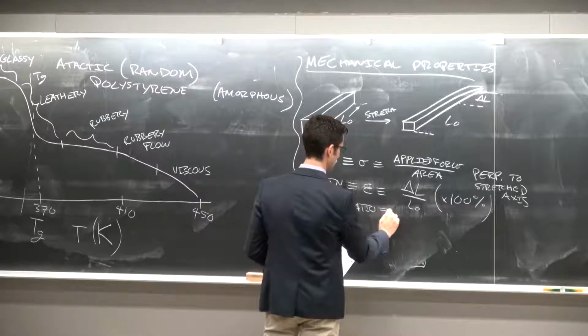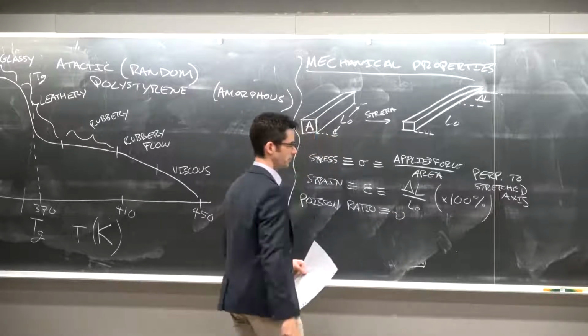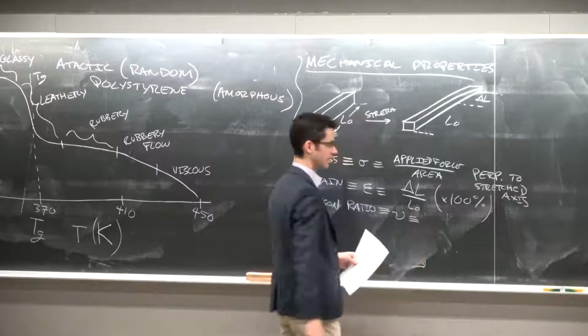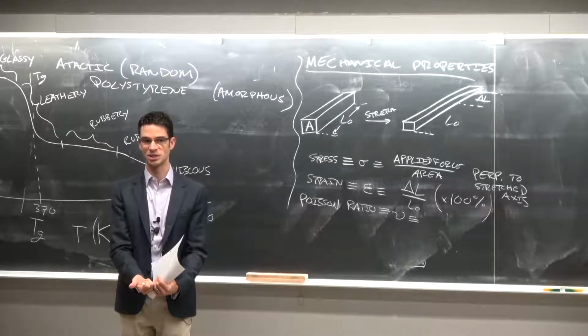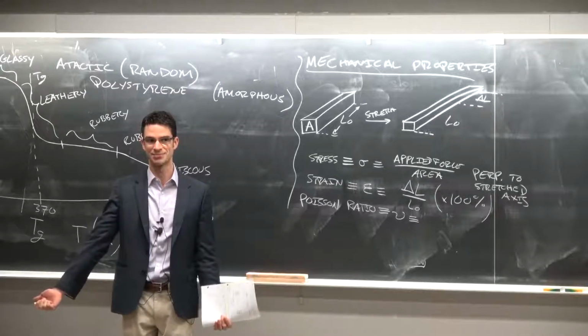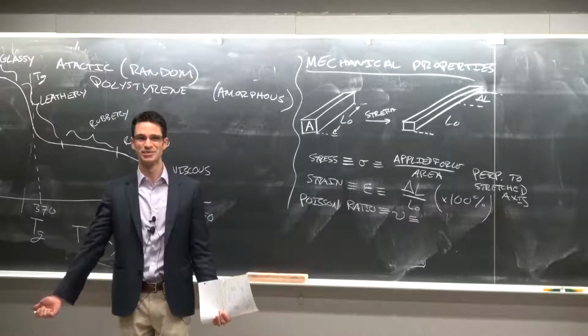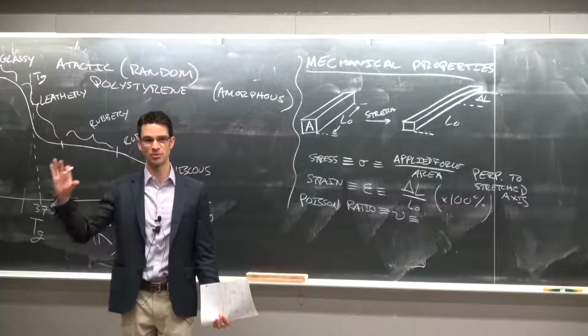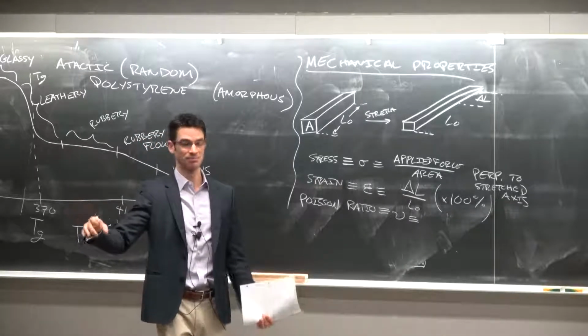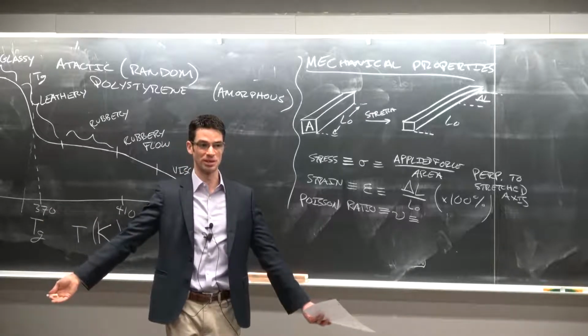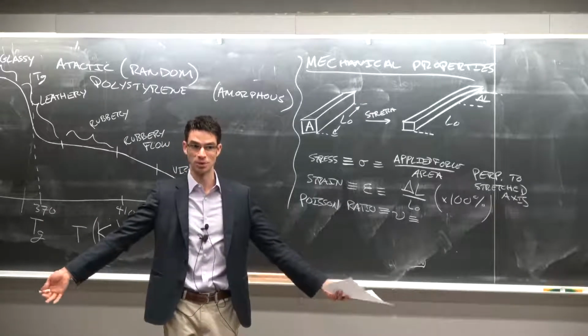which is nu, which is the fractional contraction of the transverse axis relative to the deformation of the longitudinal axis. What does that mean? It means that if you stretch it by 10%, one of the cross-sectional dimensions shrinks by 5%, if the Poisson ratio is a half, is 0.5.